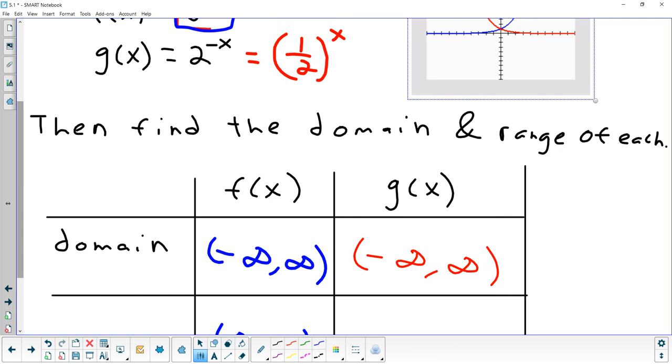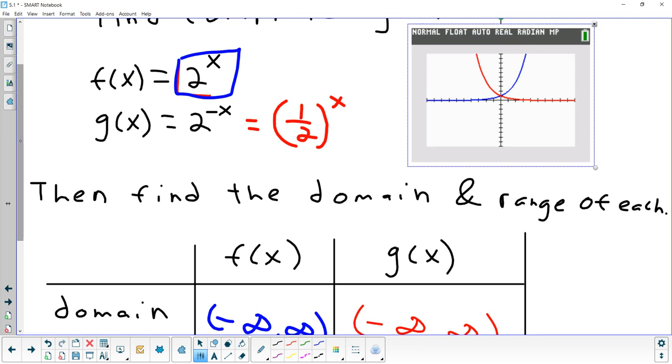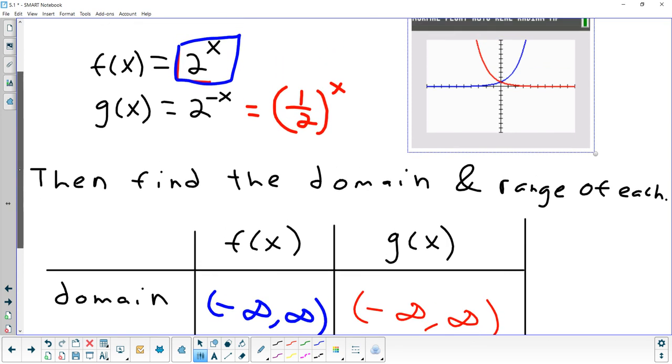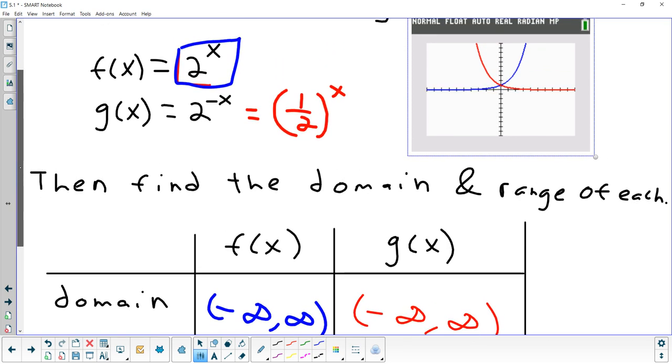And what about the range? Sophie? Negative infinity to 0, not to 0. So you're saying the red one goes down forever? It's still the same. It would be the same. It's 0 to positive infinity, right? It goes up forever, but it never reaches 0.